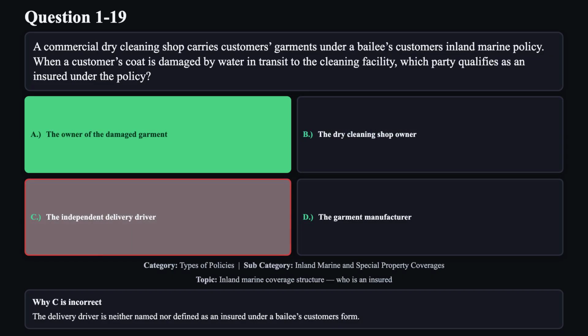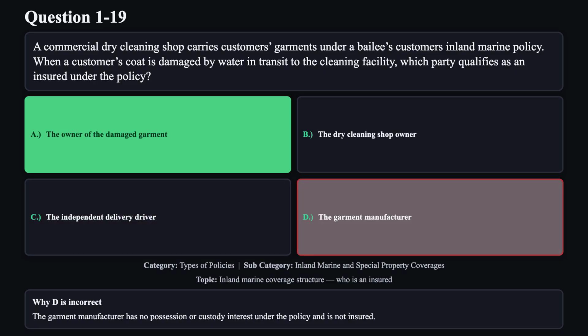Reason C is not correct. The delivery driver is neither named nor defined as an insured under a Bailee's customers form. Reason D is not correct. The garment manufacturer has no possession or custody interest under the policy and is not insured.